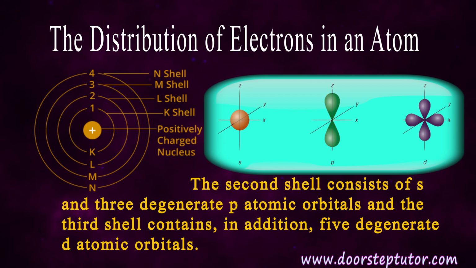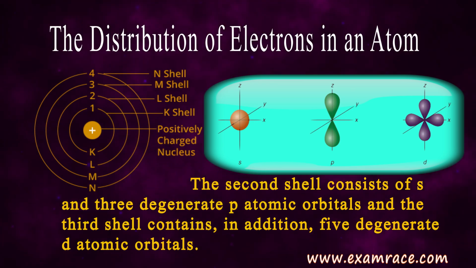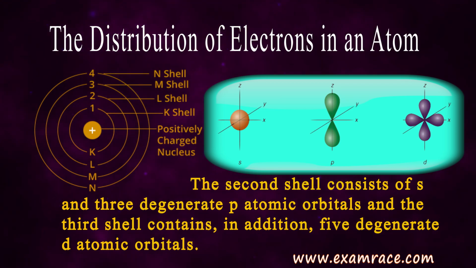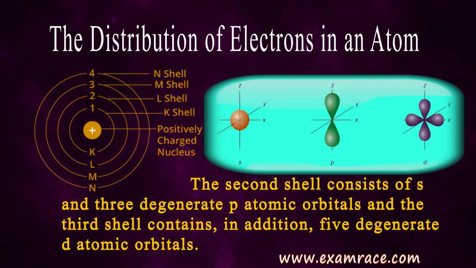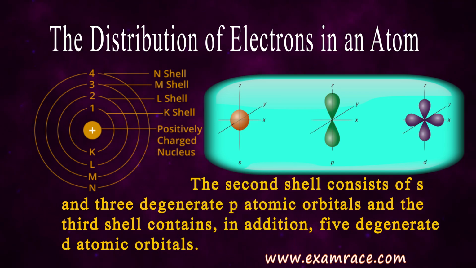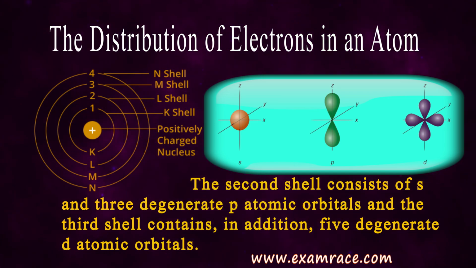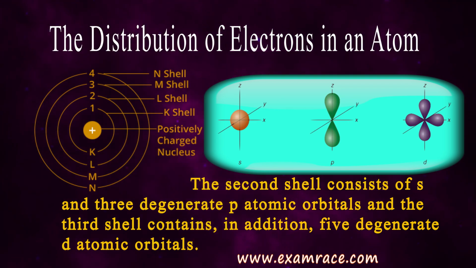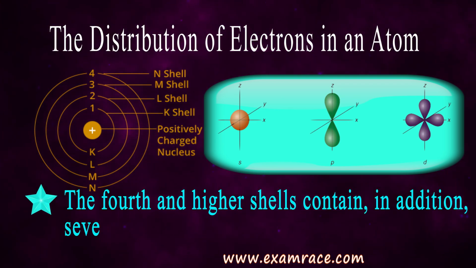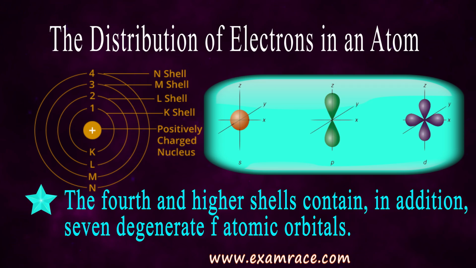The third shell will contain one s orbital, three p atomic orbitals, and five degenerate d atomic orbitals. That means in addition to s and p, it will also contain the d atomic orbitals, and all five will be degenerate, having the same energy. The fourth and higher shells will contain seven degenerate f atomic orbitals in addition to the other three.